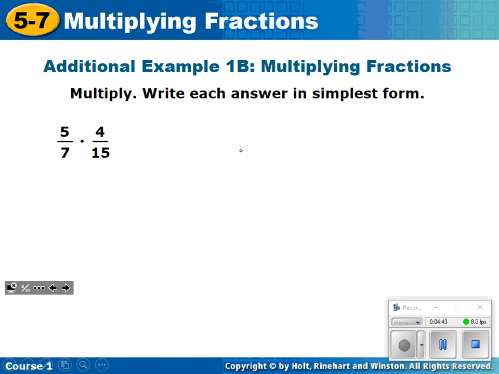So why don't you guys write this one down on your whiteboard. 5/7 times 4/15. Make sure you write 5/7.